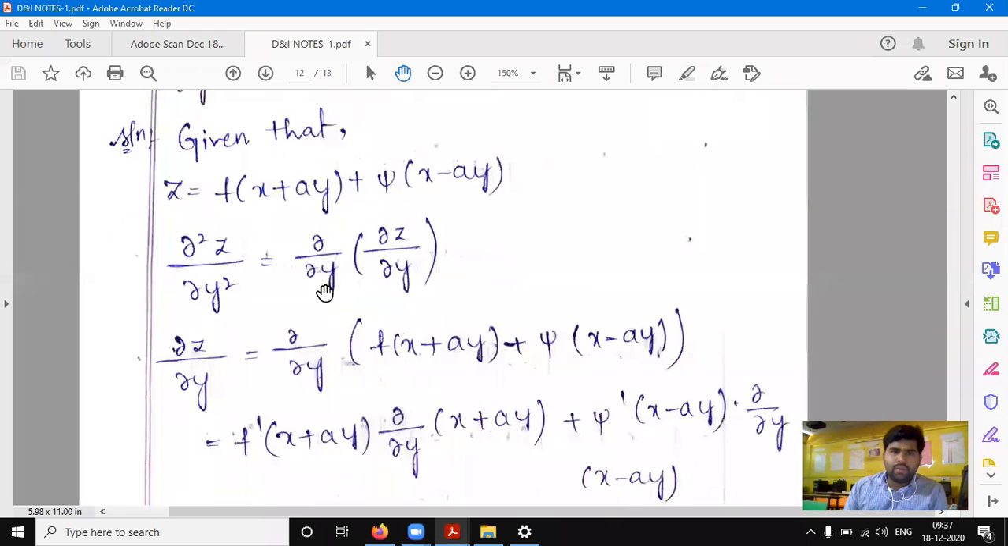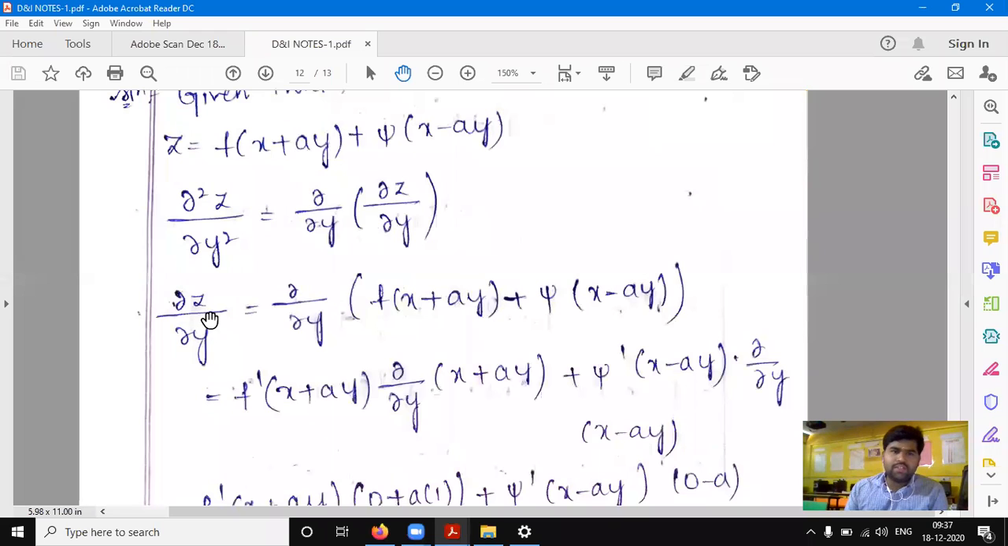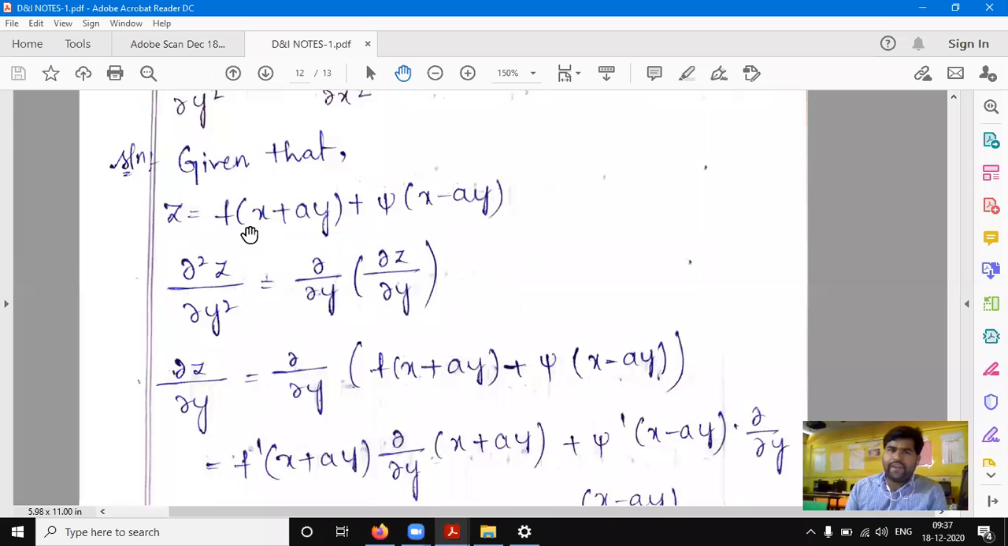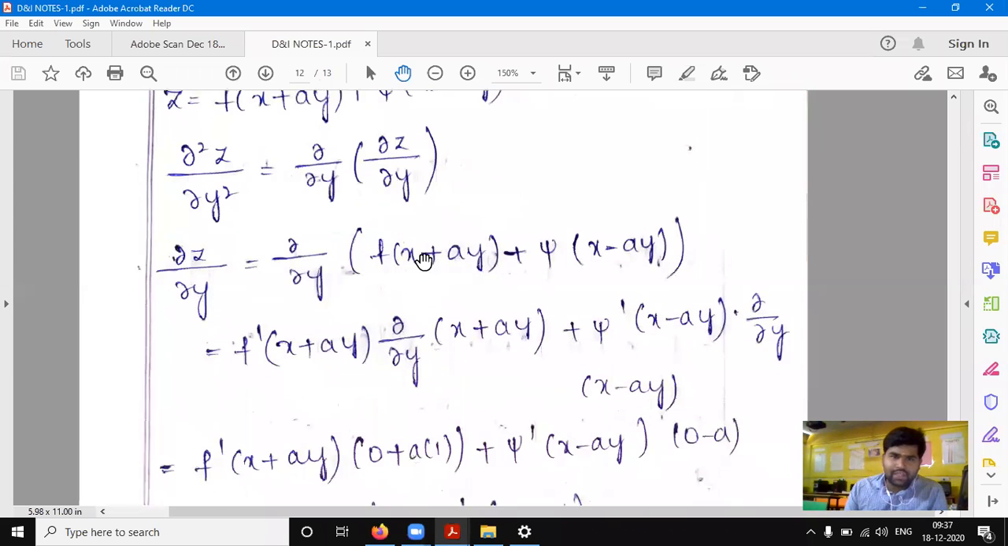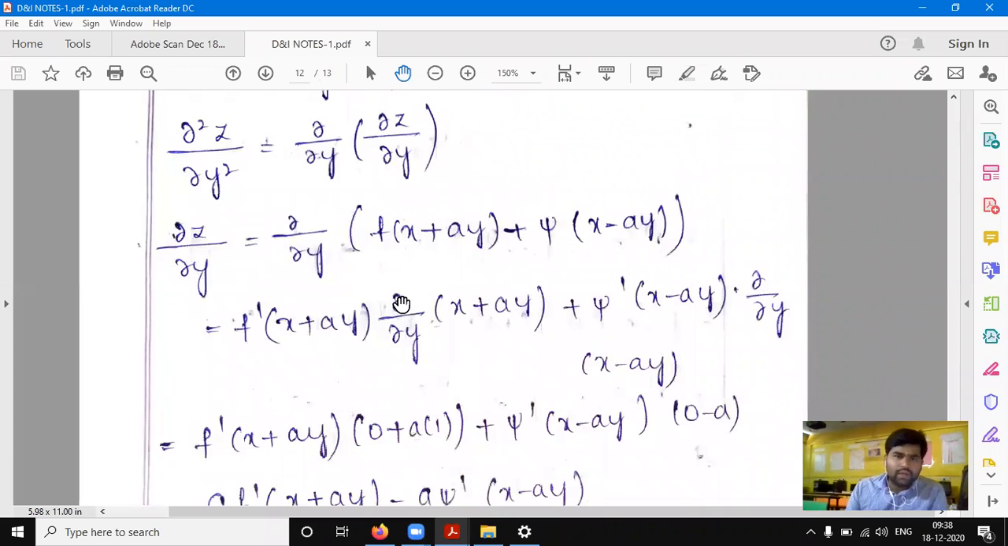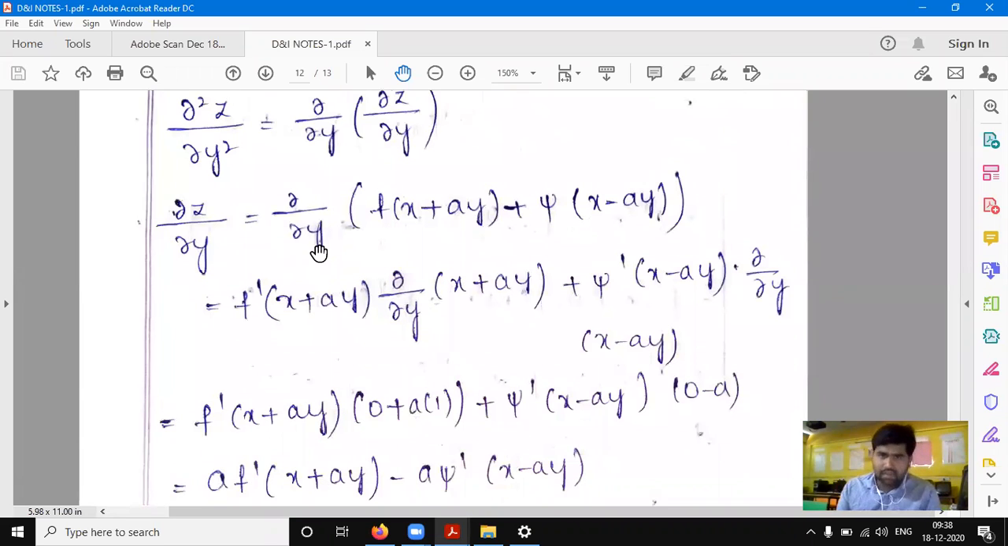That is nothing but ∂/∂y of ∂z/∂y. So first we have to calculate ∂z/∂y, which is ∂/∂y of f of x plus ay plus psi of x minus ay. First differentiate this term, and then this term. Differentiating with respect to y, x is constant. The derivative of f is f dash, so f dash of x plus ay.